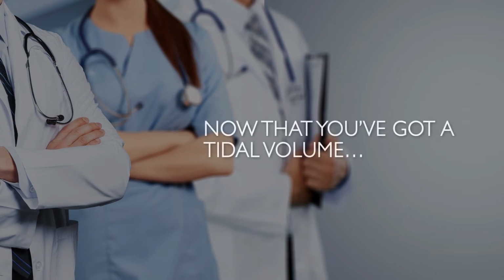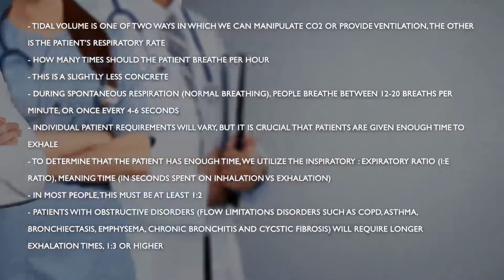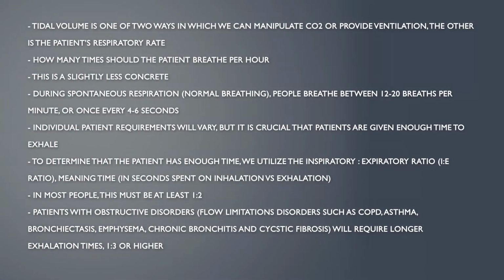Now that we've calculated our tidal volume, we need to figure out the second part of our ventilation equation, and that is our respiratory rate. Now, a person's respiratory rate is usually about 12 to 20 breaths per minute. At least people who are breathing normally are breathing roughly 12 to 20 times per minute.